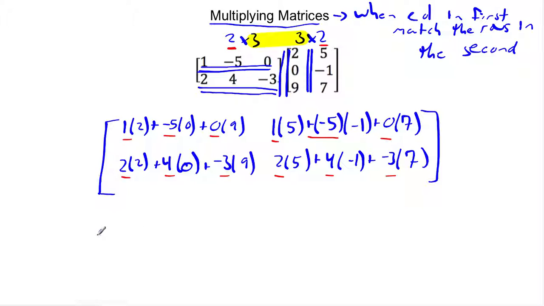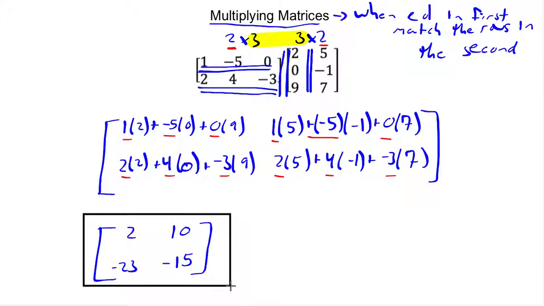So now all I have to do is combine these and add these together. And I'm actually going to get 2. Over here, 5 plus 5 is 10. So 2, 10. Over here, I'm going to get 4 plus a negative 27 is a negative 23. And then finally, a negative 15. So that is how we multiply these two matrices together.